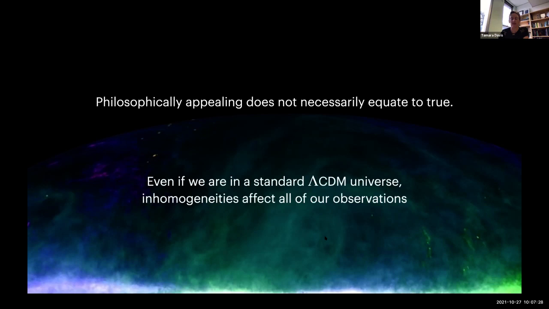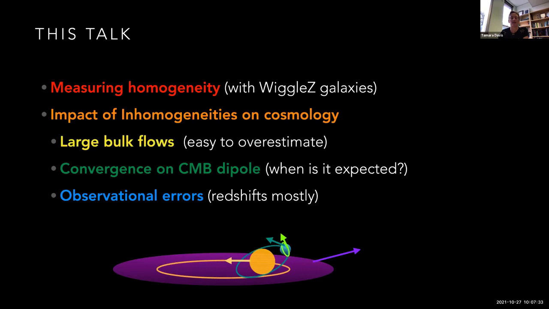So in this talk, I'll actually start with a 10-year-old measurement now that we made, where we tried to measure the scale of homogeneity with WiggleZ galaxies from the WiggleZ Dark Energy Survey, and then look at some of the impact of inhomogeneities on cosmology, including large bulk flows, what it means to converge on the CMB dipole, because this has just come up a couple of times lately, and mostly about some of the observational errors I'm worried about and hopefully dismissed, but some persist, and there are errors in some data sets that we just have to be aware of. So I'll just talk through a few of those.